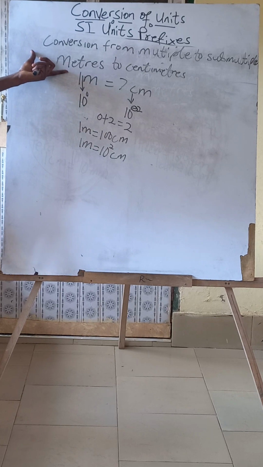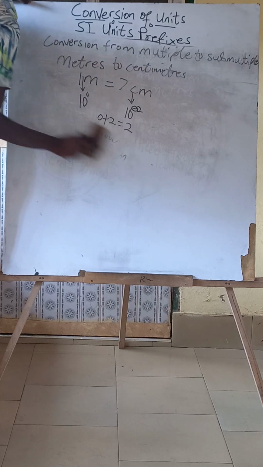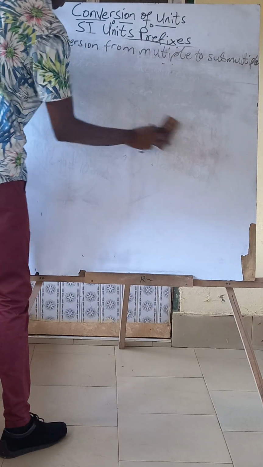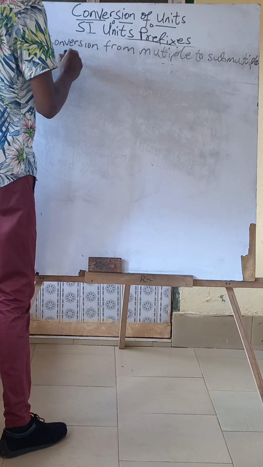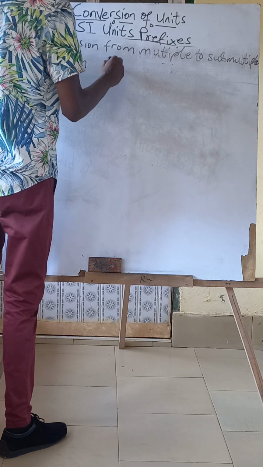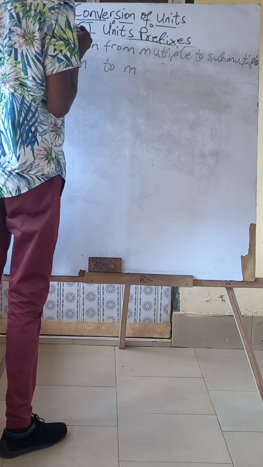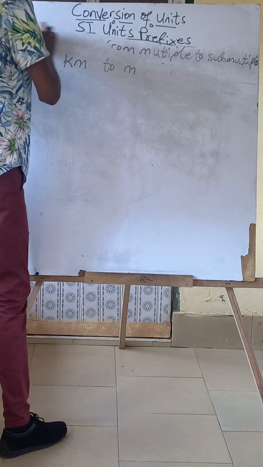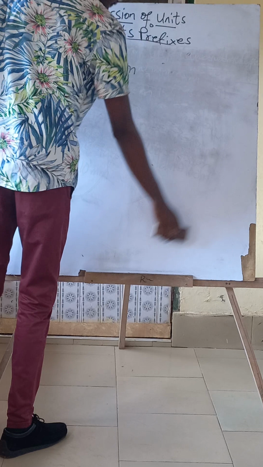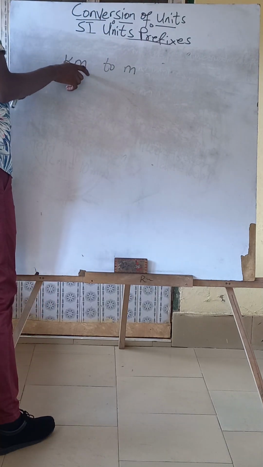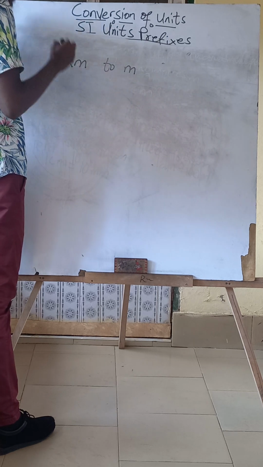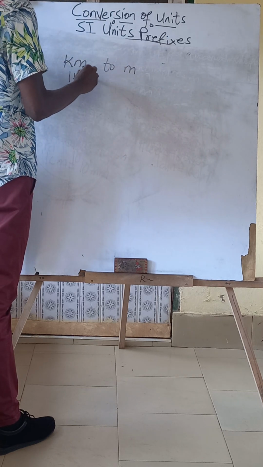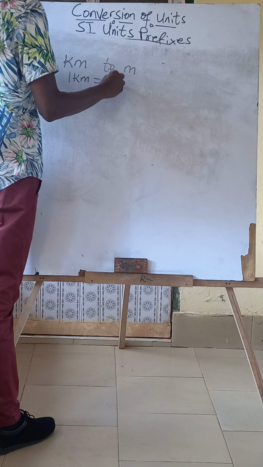Meter doesn't have a prefix, but always consider it as a multiple. So consider meter as a multiple. So when I'm converting from kilometer to meter, I said consider meter as a multiple. So it means it is just like we are converting from one multiple to another. Conversion from one multiple to another multiple. So 1 kilometer is equivalent to how many meters?